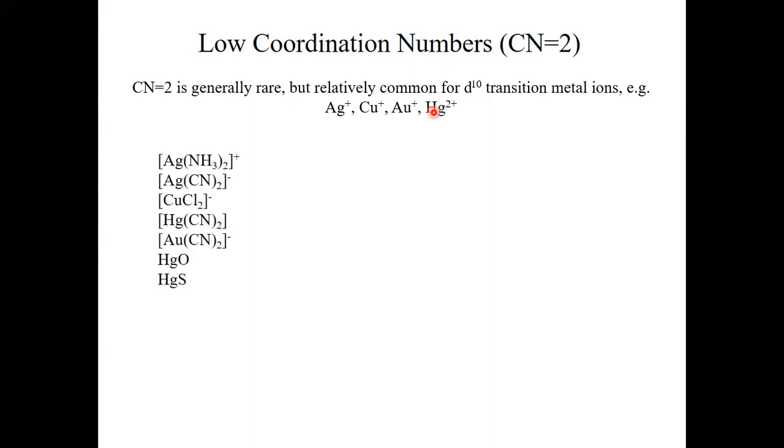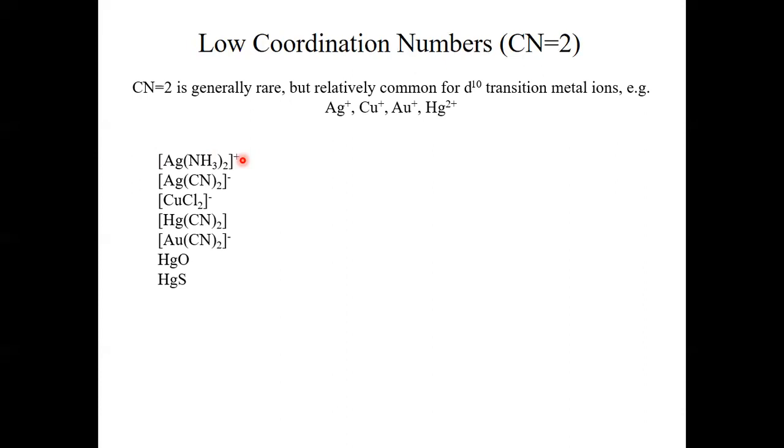So I'm just giving you a few examples here. Some of them you have already encountered in the class. So this one here you have already encountered. Silver plus makes a complex with ammonia to make diammine silver plus. And in this complex, really the silver has a coordination number of 2.